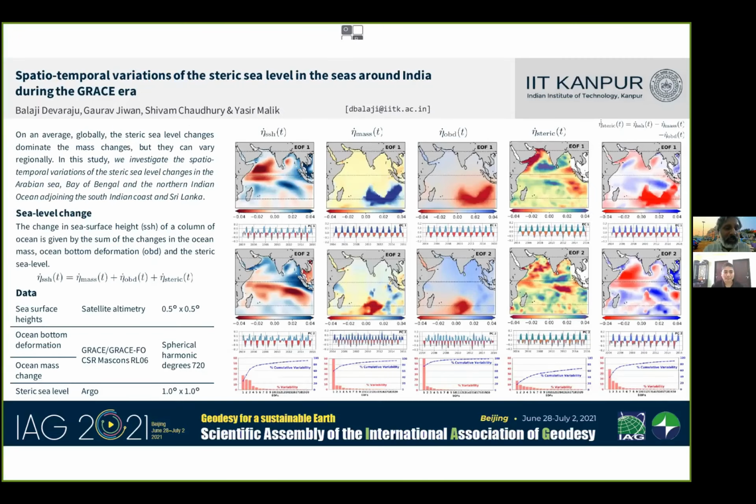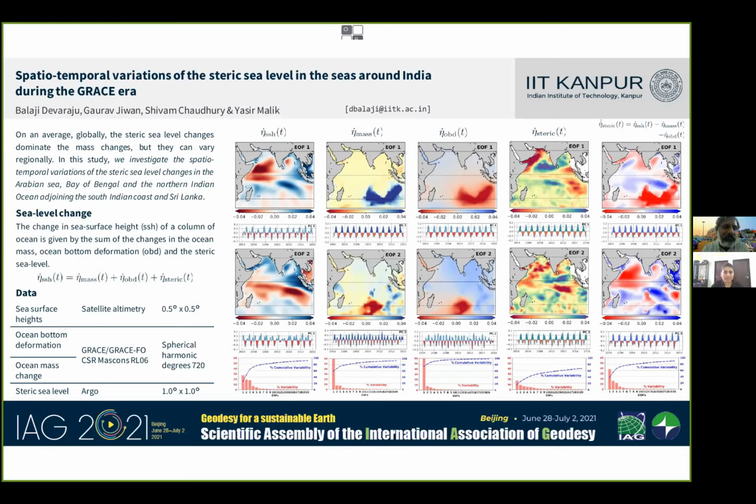Then with a few bachelor students, like many of you here, we did some work on trying to understand what the ocean mass variation looks like. How does sea level change around India happen, and what are its major features? So this is also something that we do.